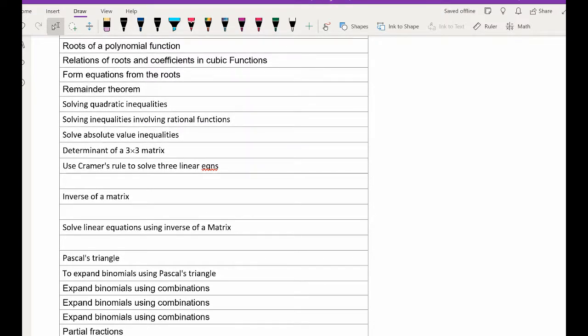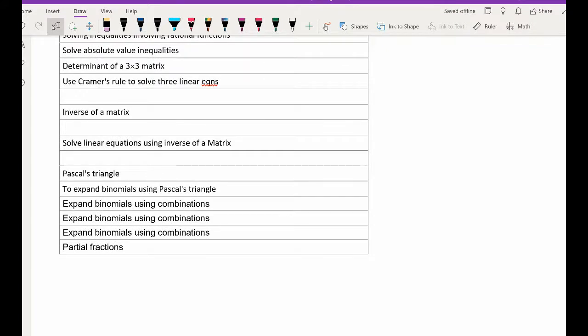And later on, you're going to see Pascal's triangle. And also, you're going to expand the binomials using Pascal's triangle. You're going to expand also binomials using combinations. And the last part will be partial fractions. So these are the subtopics of this topic, algebra. And if students are going to be in position to understand all these parts, it means now there is no problem with this topic.